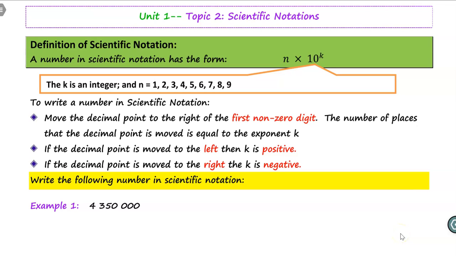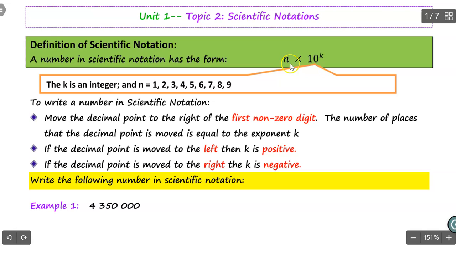Hello everyone. In this video, we will talk about scientific notations. So we'll begin with the definition of scientific notation. A number in scientific notation has the form n multiplied by 10 to the exponent k. So always stay in this form. Okay, so 10 to the exponent, multiplied with a number.